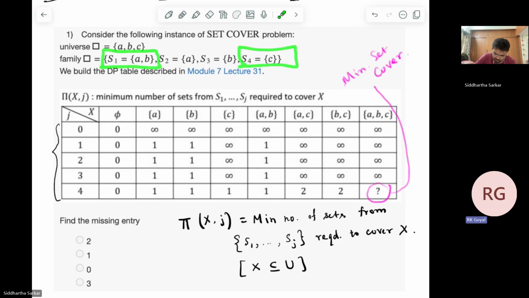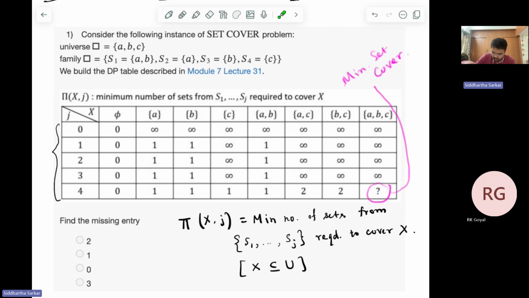If I take the value of AB as 1, the minimum value of A comma B is 1, and the minimum value of C is 1, so two sets are sufficient. Yes, so taking S1 and S4 covers A, B, C, the entire universe.